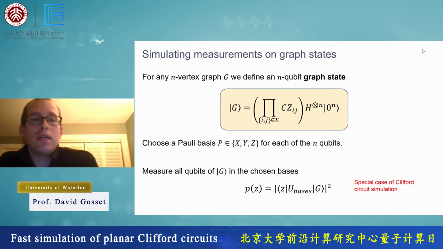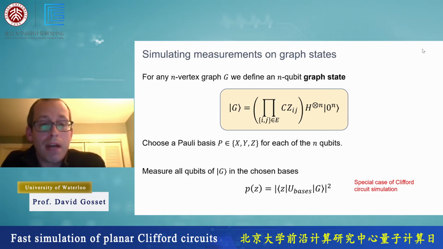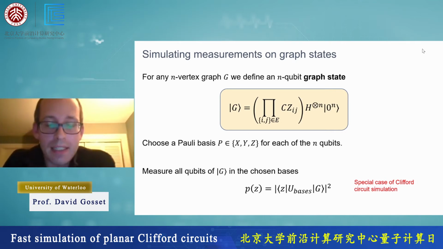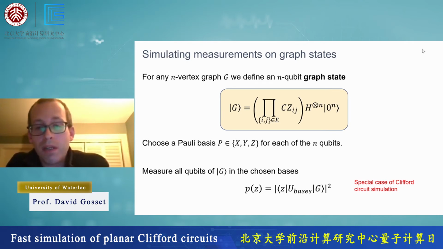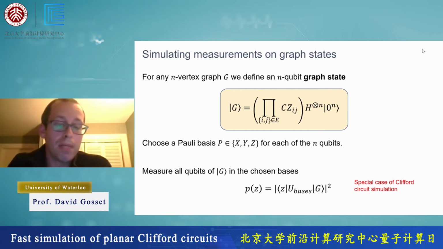We want to consider a situation where we're given a Pauli basis, so an X, a Y, or a Z, for each of the n qubits. Then we take the graph state and measure each qubit in the given Pauli basis. Here I've written this formula where U_bases is just the single-qubit basis change for every qubit that maps the X basis to the Z basis, or the Y basis to the Z basis, and so on. Of course, this is a very special case of Clifford circuit simulation, because we're only considering Clifford circuits where you prepare a graph state and measure each qubit in a Pauli basis.